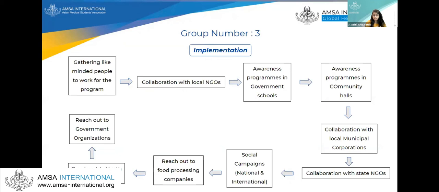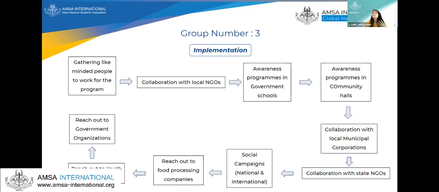Social campaigns can be run in collaboration with national and international NGOs, such as Eat Smart, Live Strong from the US, Foods to Encourage, and Wholesome RX. Reach out to government organizations, and with these government organizations, reach out to food processing companies. A few government policies can be made with the help of the government organizations, such as policies to decrease fruit and vegetable prices and ease their accessibility, policies to have more and elaborate screening camps, and policies for the food processing companies for limited oil and salt incorporation in their products.